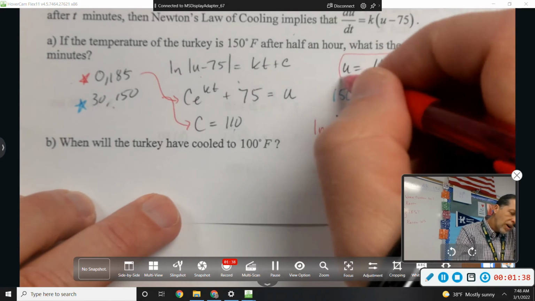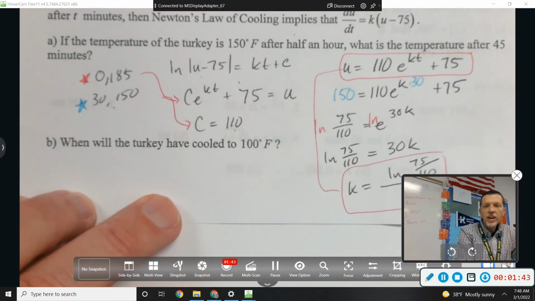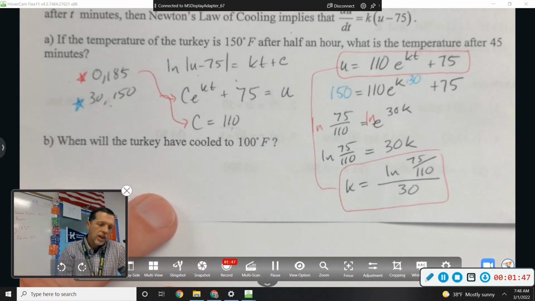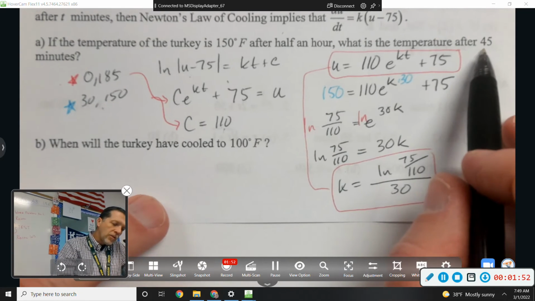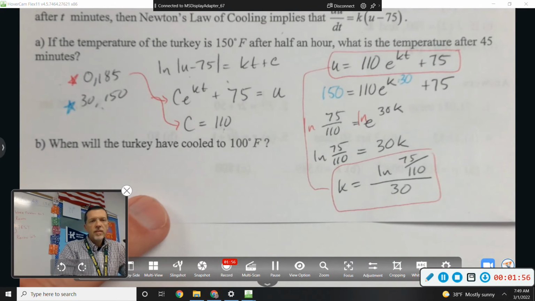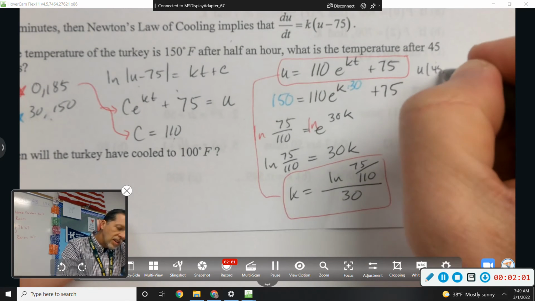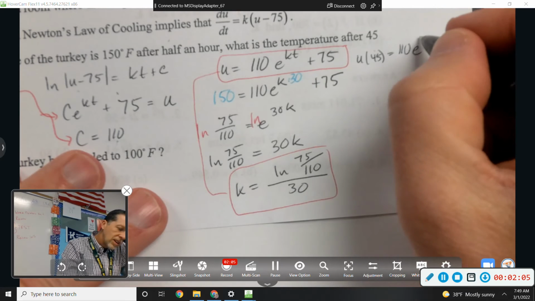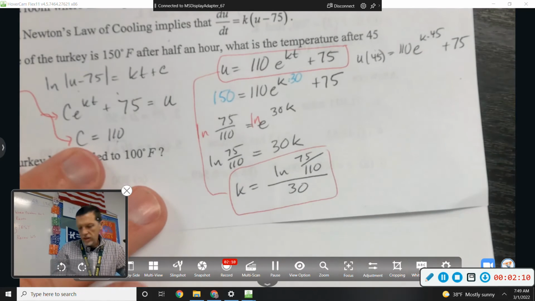And so now our problem is solved, or defined. We've got everything we need, the equation with k. Now we just need to worry about answering the questions. What is the temperature after 45 minutes? So how will I find that? Plug in 45. So 110 e to the k times 45 plus 75.